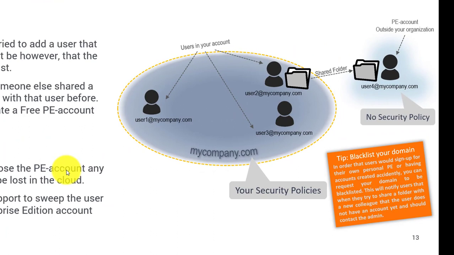But the best practice is immediately from the beginning, blacklist your domain. That is what you see here in the tip. When users are trying to get a personal edition account with your corporate email domain, they will get a notification that they can't and that they need to contact an administrator. If, for example, here user 2 tries to share something with user 4, then user 2 will get a notification that user 4 does not have an account yet and needs to request an account before user 2 can share a folder with him.